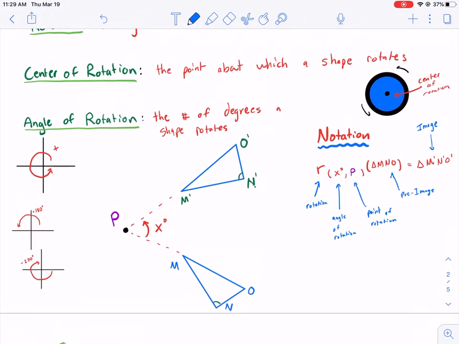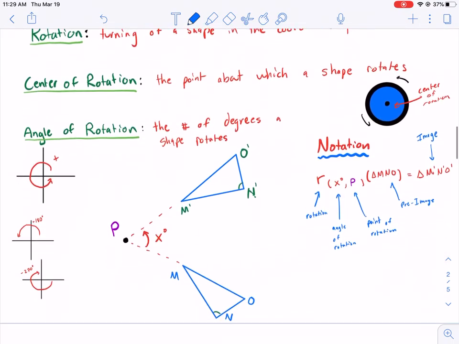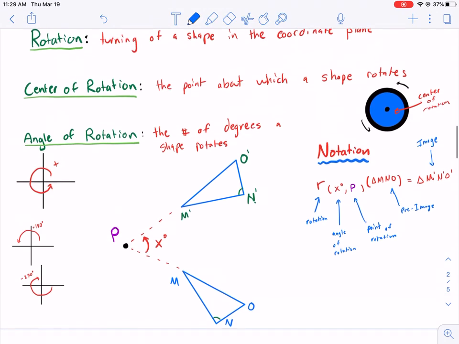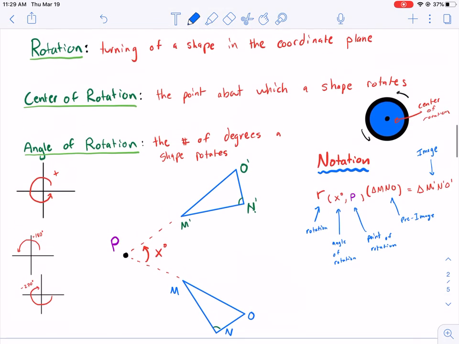Okay, so we have some definitions of what a rotation is and how to notate it. In the next video, we're going to get into some examples. Stay tuned.